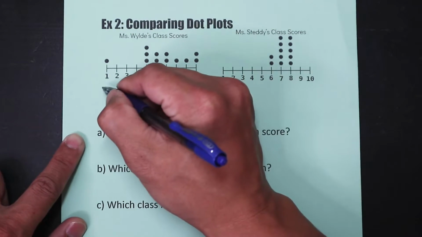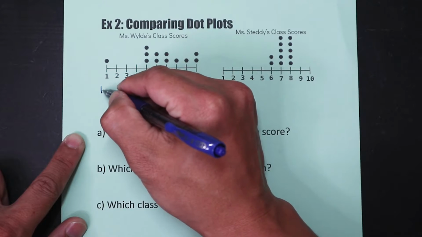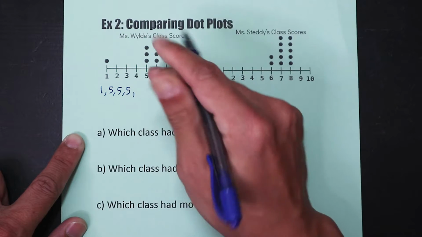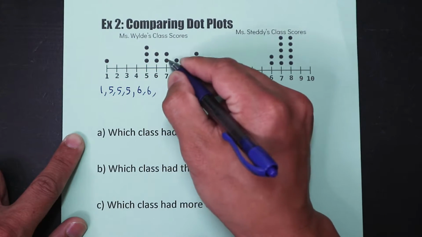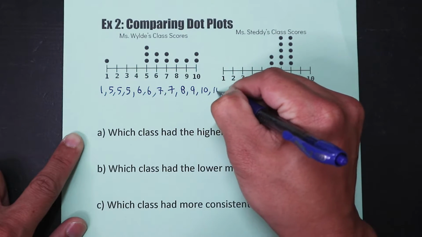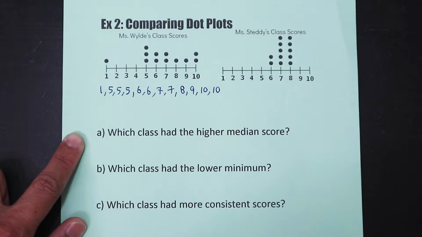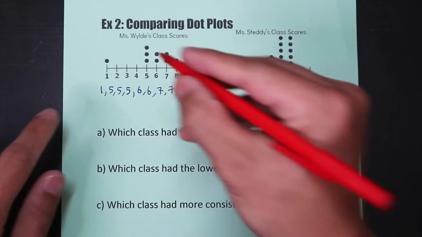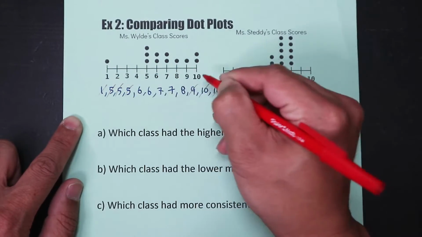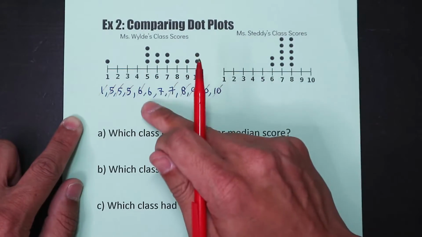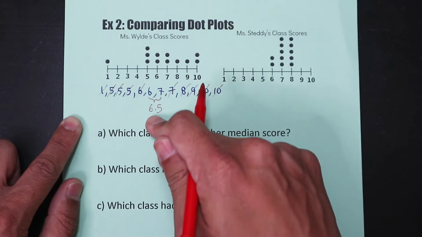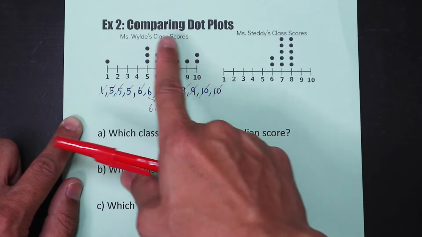So here we're going to write, well, there's a 1 there. And there are 3 5s, so we're going to put 5, 5, 5. Then there are 2 6s, and 2 7s, and 1 8, and 1 9, and 2 10s. And we're just going to play the scratch off game. We scratch one number on the left, on the right, alternating. And I see that the median here is right in between these two numbers, which is 6.5. So this is the median for Miss Wild's class scores.